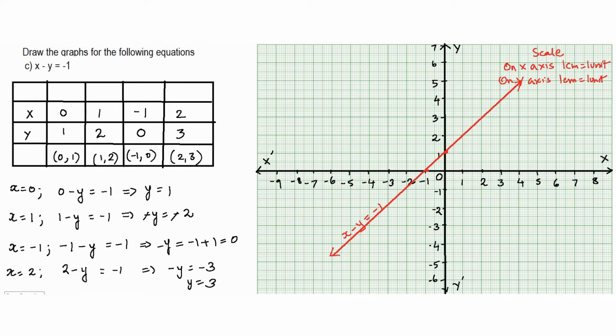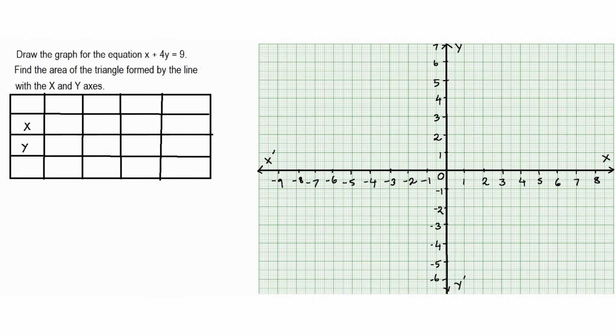Moving on to the next question. Let us consider the following question. Draw the graph for the equation x plus 4y equals 9. So x plus 4y equals 9. This is the given equation. Now first we have to find at least one point which satisfies this equation. See over here, the coefficient of x is 1 and the coefficient of y is 4. So it is much better to find a good value of y and then find the value of x. I will explain it with a reason.